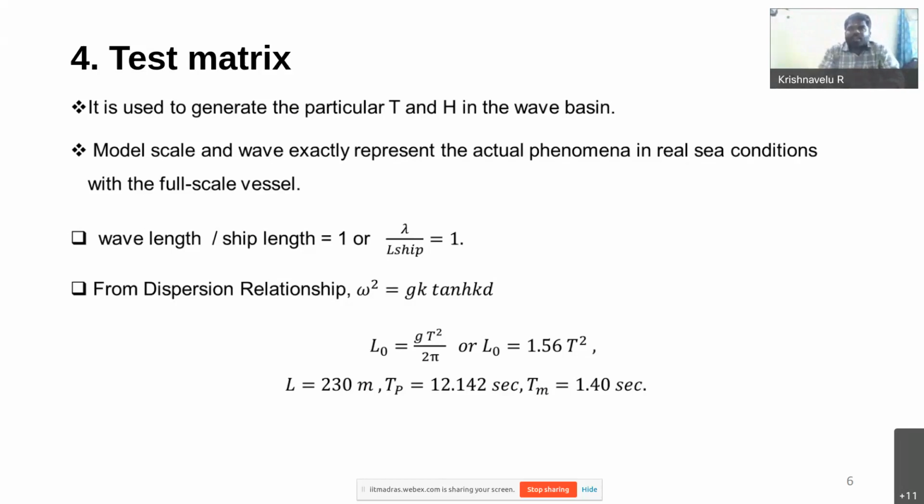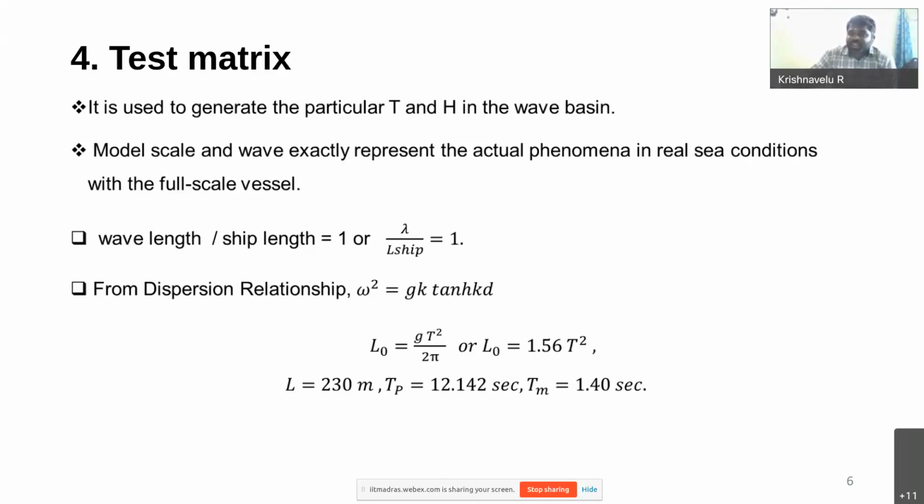We don't know the wavelength in the open sea, but we know the length of the ship in full scale. So we are using the ratio of wavelength to ship length equal to 1. These are used to get the time period. Here we use the dispersion relationship to get the time period in the real sea condition, and that time period is 12.142. From that, we can get the time period we are going to generate in the wave basin.